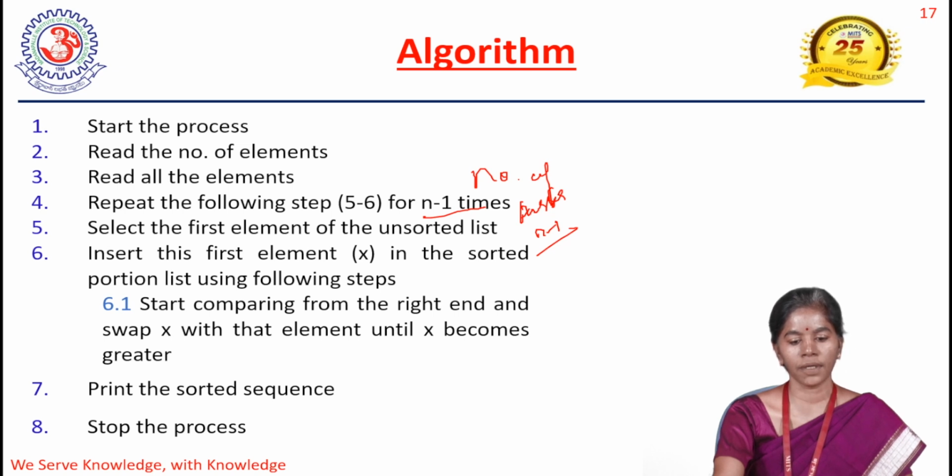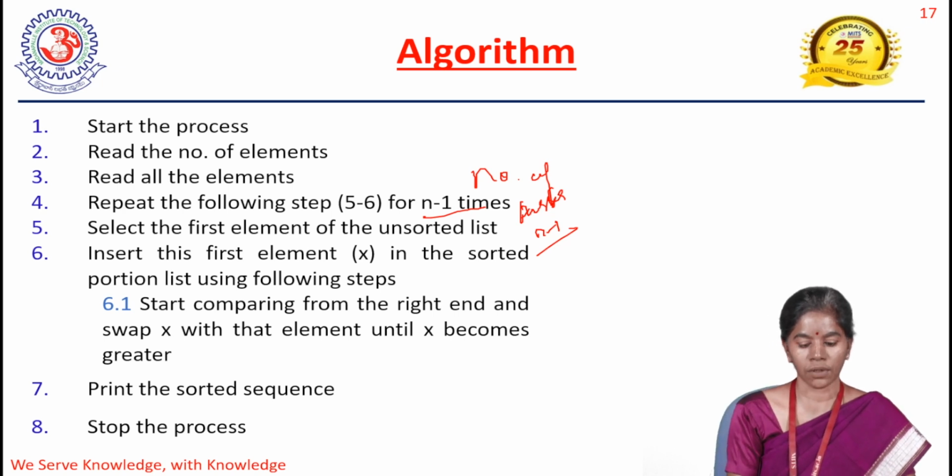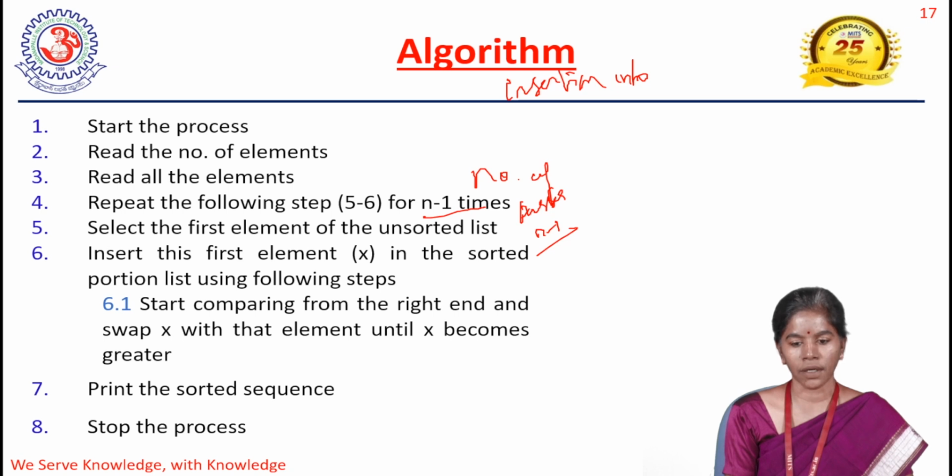The first element is nothing but the x, the first element of the unsorted list. How are we going to insert into the sorted array? So, insertion into the sorted array, that is what we have to discuss now. We understood the number of passes required is n minus 1. Now how are we going to insert into the sorted array? That is what we are going to discuss now.